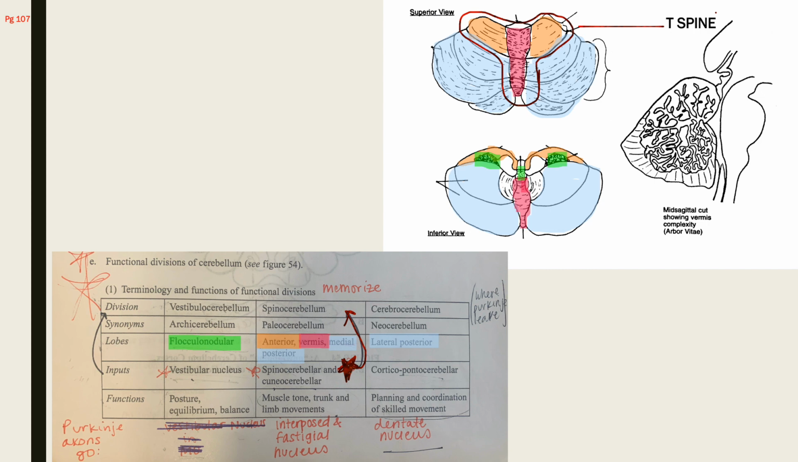So we just talked about the lobes. This is where it gets a little confusing. This is physically parts of the cerebellum. So we have our lobes, and if you look at the chart, we have divisions, and then we have functions.